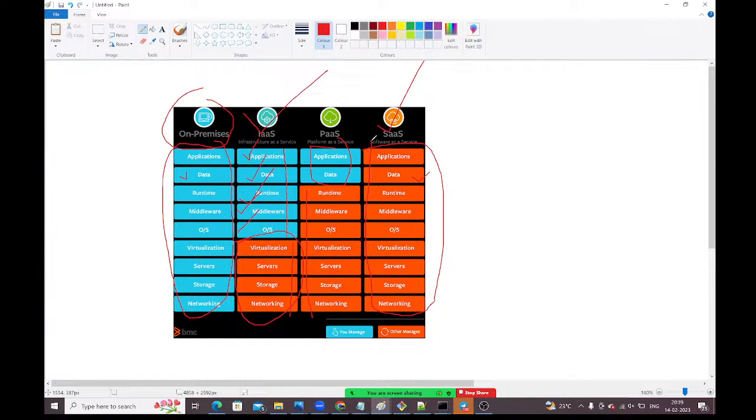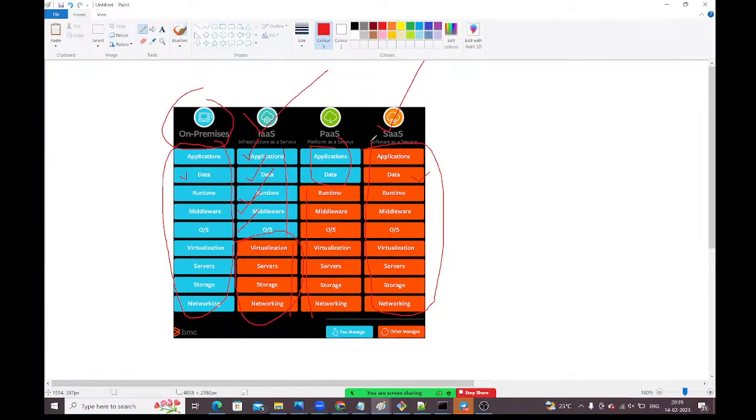If you go with IaaS, right, application, data, runtime, middleware, operating system. These are things you need to take care. Remaining virtualization, servers, storage, networking will be taken care by the cloud provider. If you go with PaaS, you need to take care of application development and data. Remaining everything will be taken care by PaaS only.